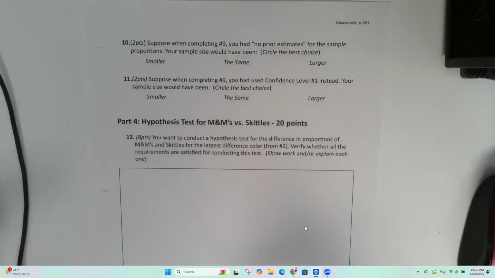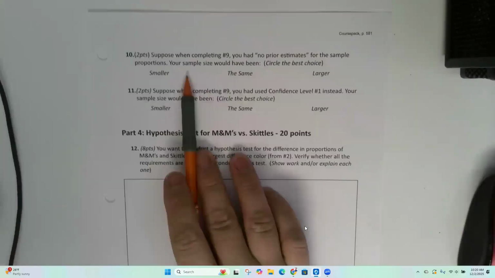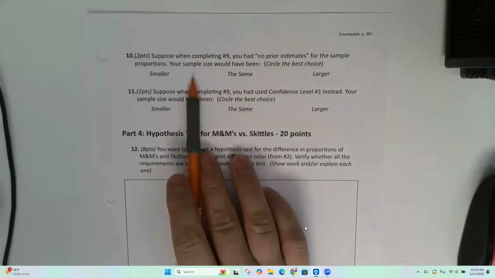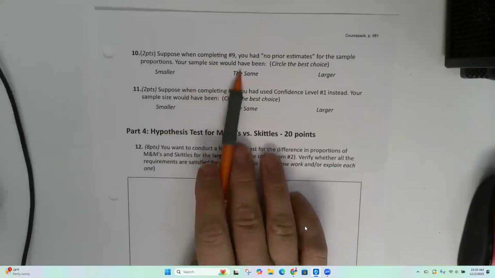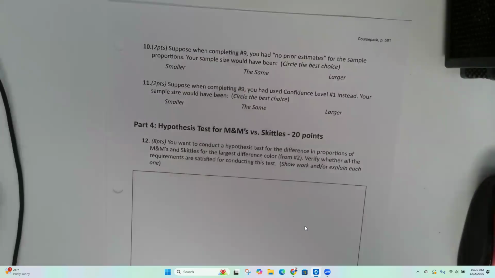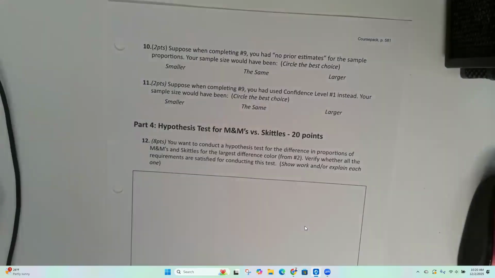Let's go on to page 581. And now we'll talk about hypothesis testing. All right. Oh wait, we gotta do this one first. For number 10, suppose when you are doing number 9, you had no prior estimate for the sample proportions. Would your sample size have been smaller, larger, or the same? You guys know the answer to this one, so what do you think?